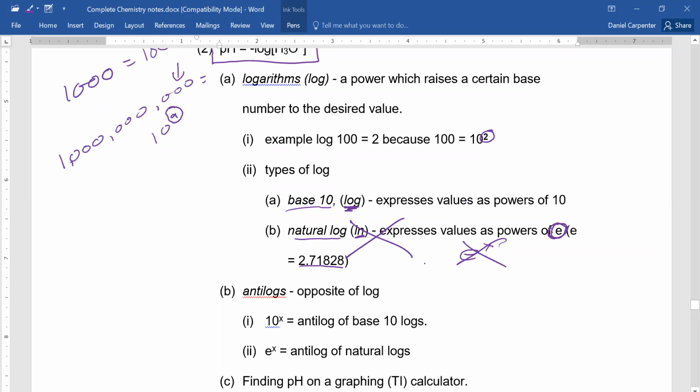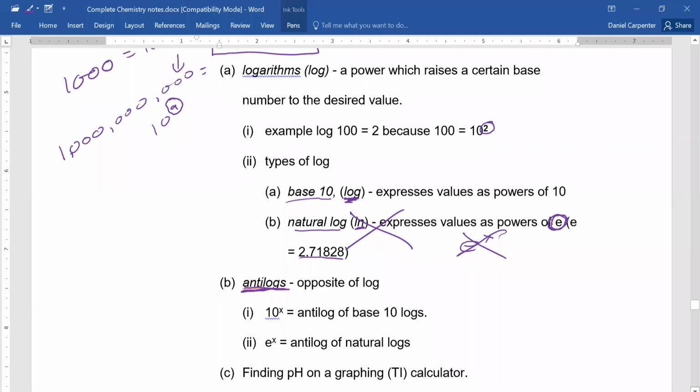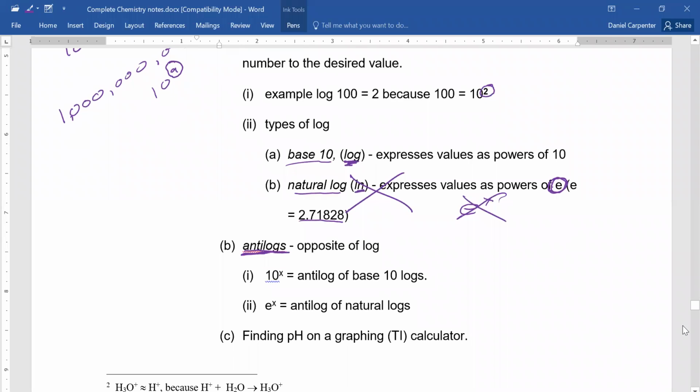So, antilogs. I don't know what that would be, environmentalists or something. Ha ha ha. I'll laugh at the dumb jokes. You can laugh, but I won't know it.